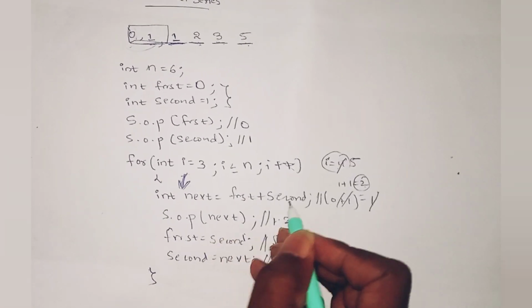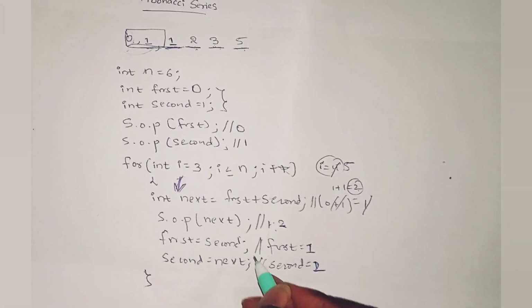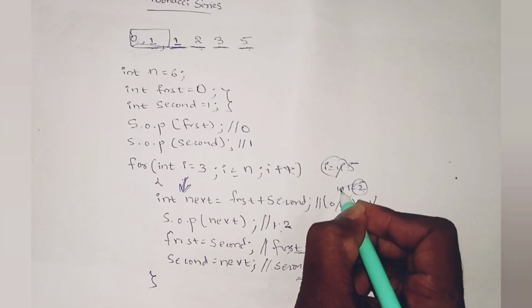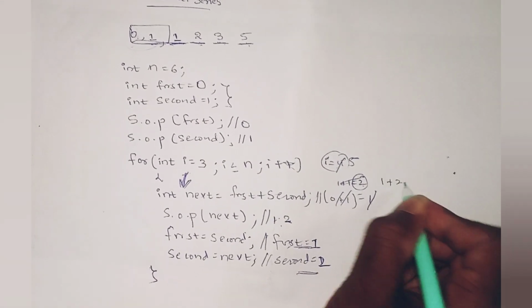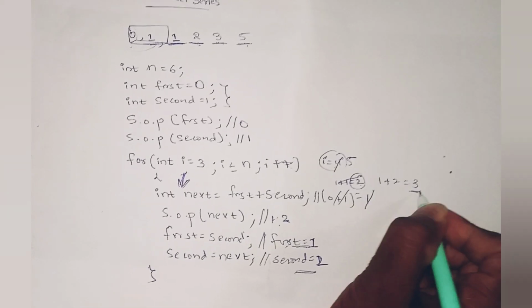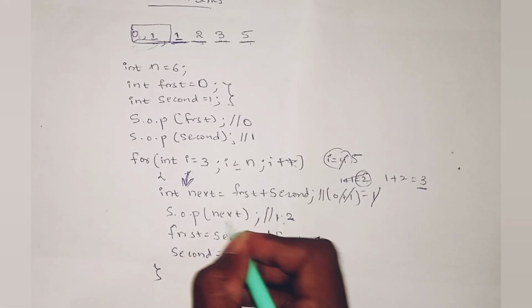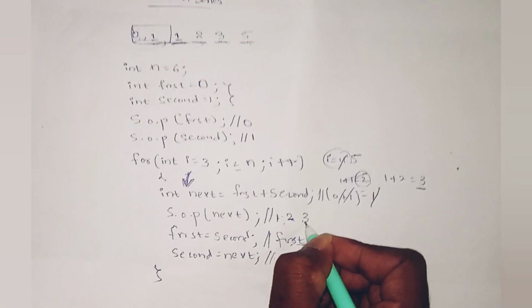Next equals first plus second. So here first value is the updated value. First value is 1. Second value is 2. So what happens? 1 plus 2 is equals to 3. Okay. This 3 gets stored into next, and if you try to print next value, we get value as 3.